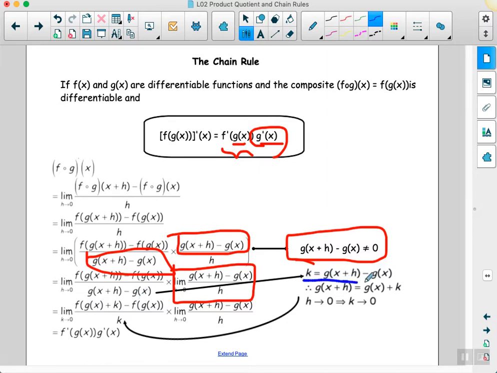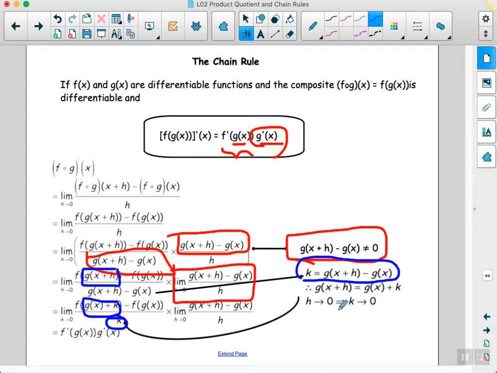So what I'm going to do is make this substitution. I'm going to say allow this denominator here to be k. And that's why that substitution went there. That k went right into there. Now I need a substitute for this, g at x plus h. So if I isolate this for g at x plus h, I will get g at x plus k. So I've now replaced that with g at x plus k. And the f at g at x doesn't change.